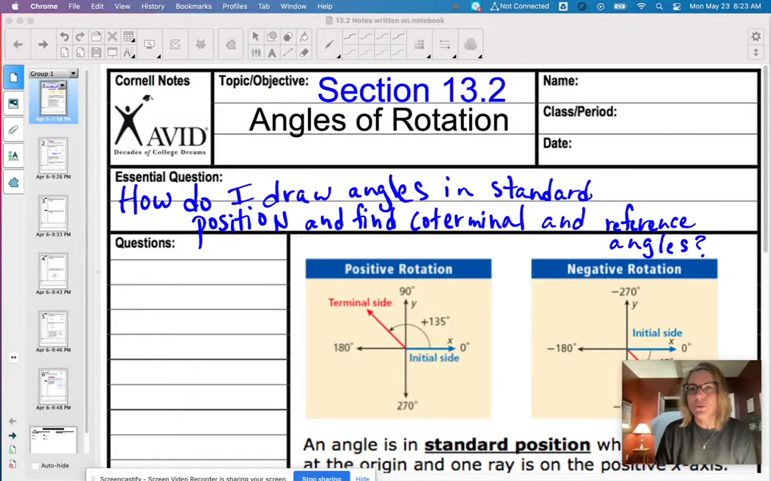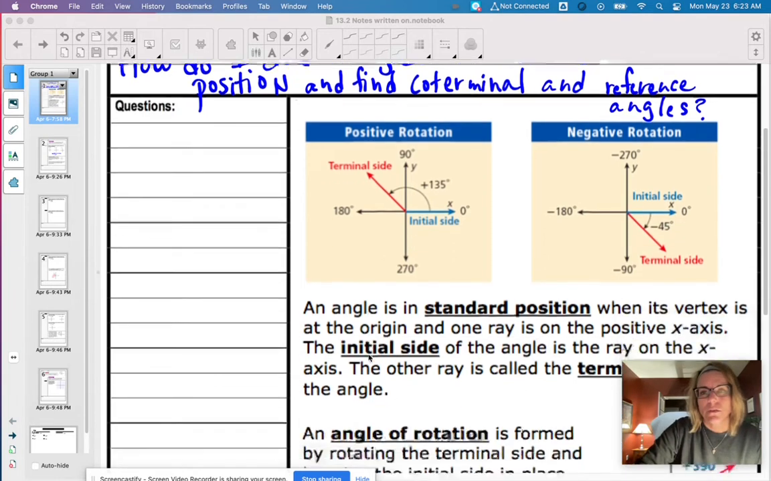Section 13.2, angles of rotation. Please write down the essential question. How do I draw angles in standard position and find coterminal and reference angles? All right, scroll down here.